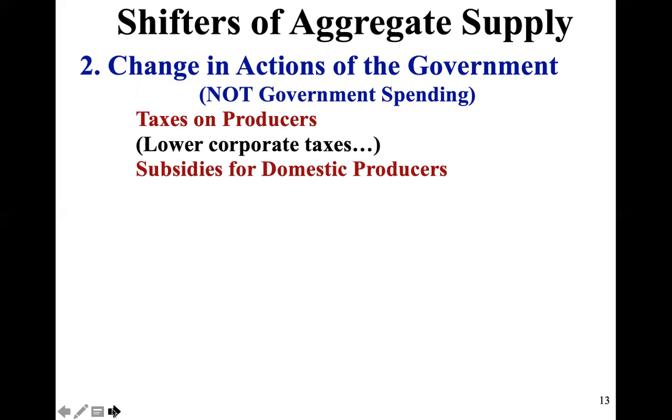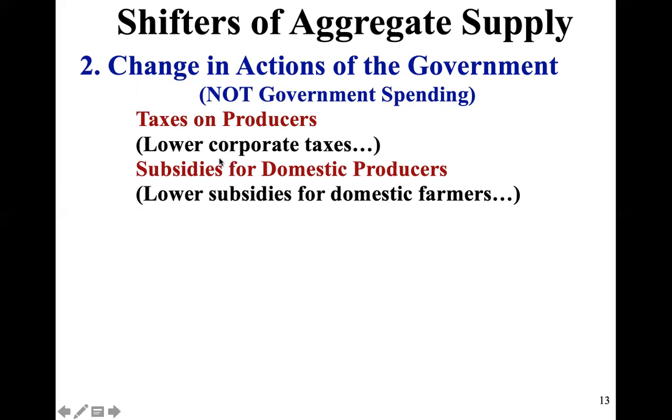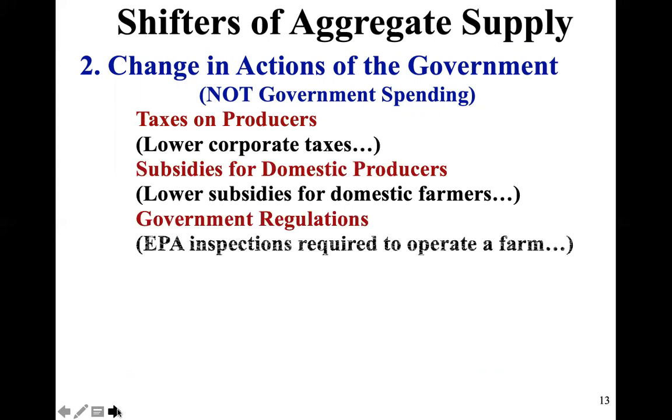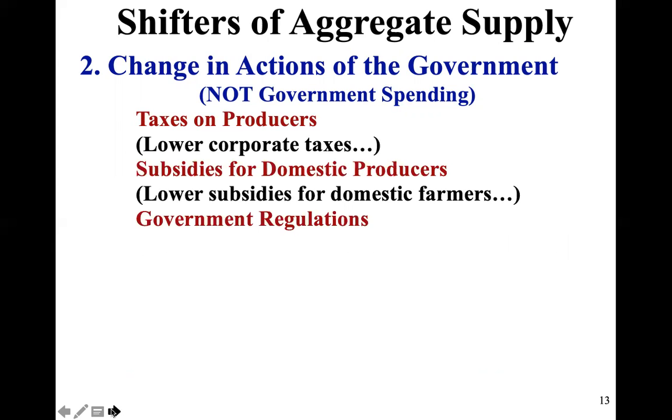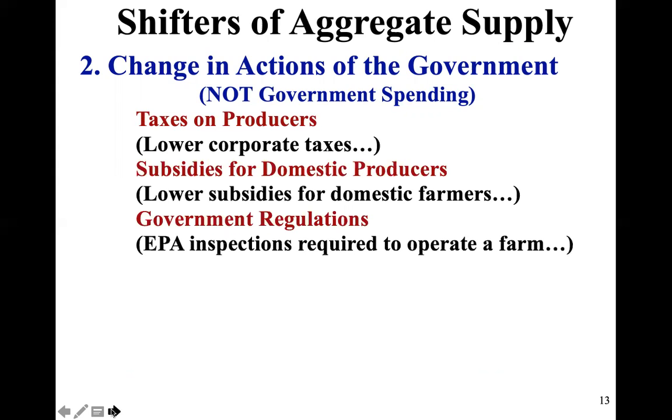Subsidies for domestic producers can impact the AS curve. So if we lower the subsidies for domestic farmers, that's going to decrease aggregate supply. Okay, and then government regulations can impact aggregate supply as well. Okay, so if the EPA requires new inspections to operate a farm, that's going to decrease aggregate supply because businesses need to use resources to comply with those inspections, and that's going to decrease aggregate supply.